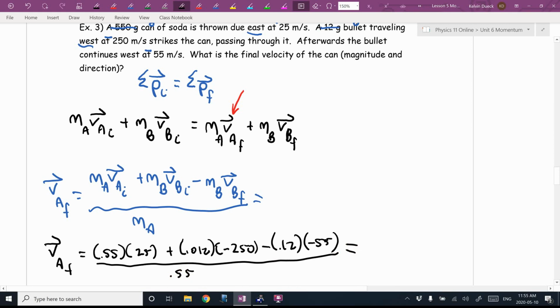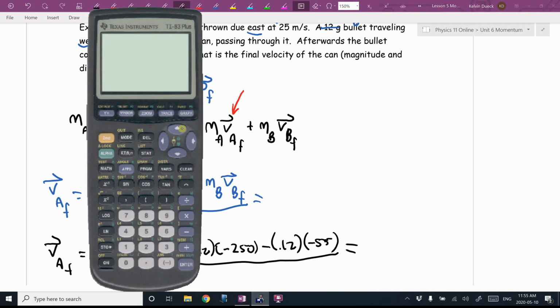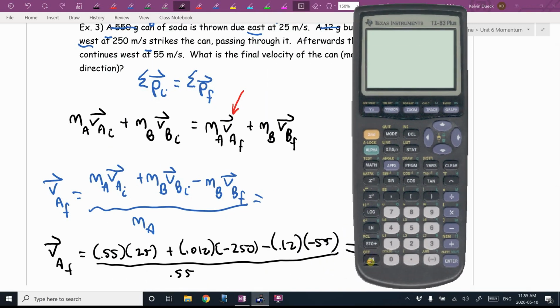I don't know what the answer is going to be here. It's possible the bullet went through the can and the can slowed down but kept moving east. It's also possible that when the bullet went through the can absorbed enough momentum that it reversed direction and is now going west. I don't know. It's also possible by a fluke that the momentum could have exactly canceled out and the can could have a final velocity of 0. It could have exactly come to a stop, although I doubt that.